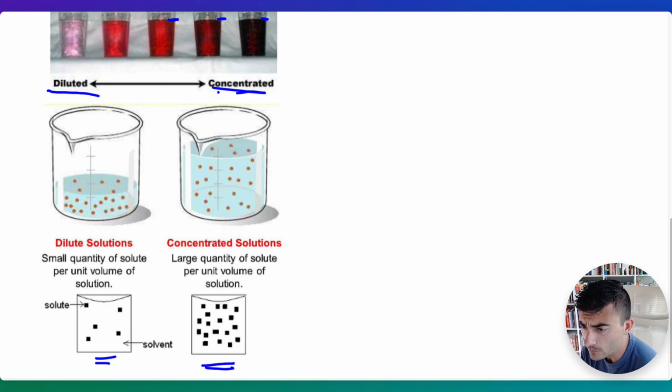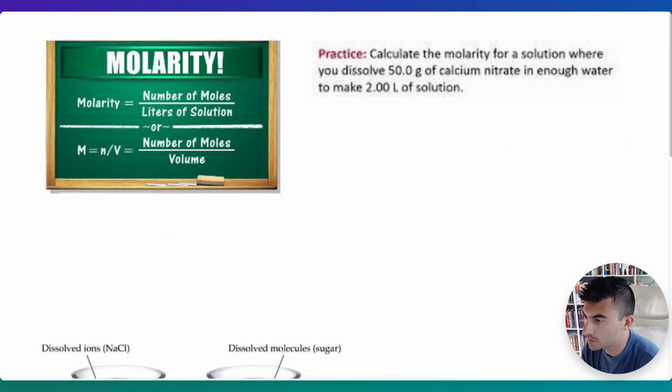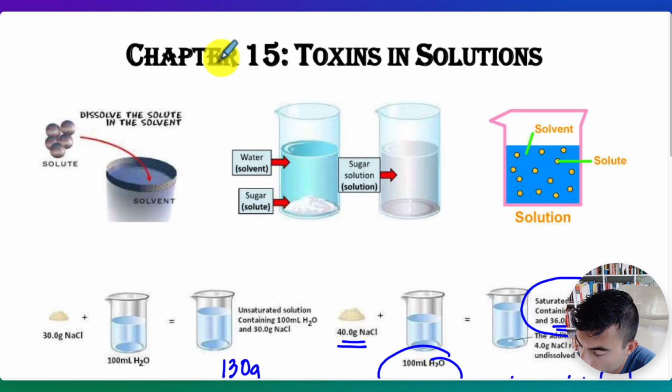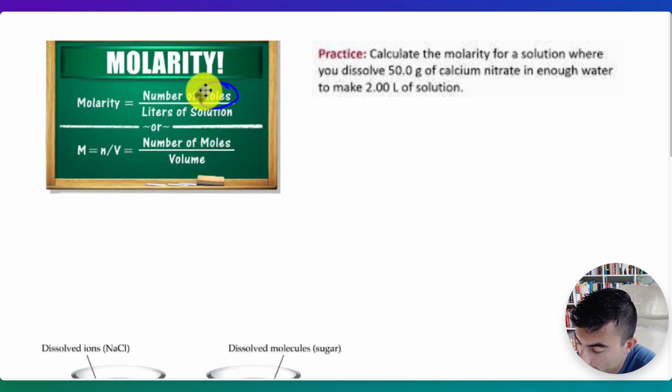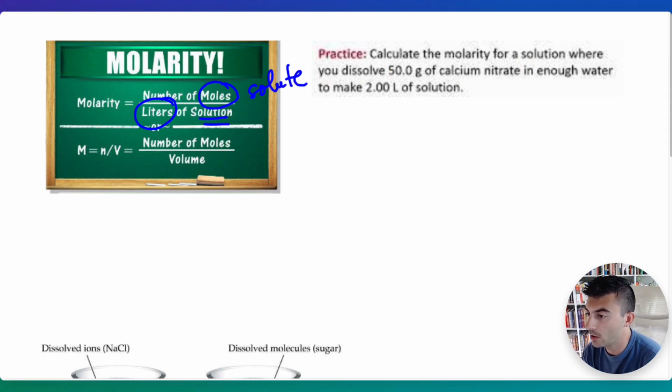We further looked at quantifying concentration using a specific formula. So molarity is our specific way of expressing concentration. The formula for molarity is we take the number of moles of solute and we divide by the liters of solution that we have. So these units are very important and specific: moles of solute versus liters specifically of solution.